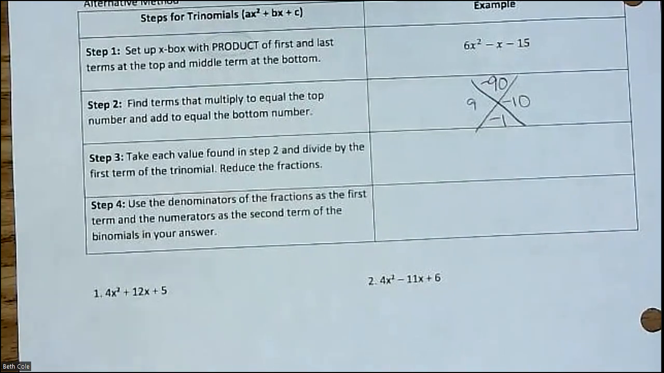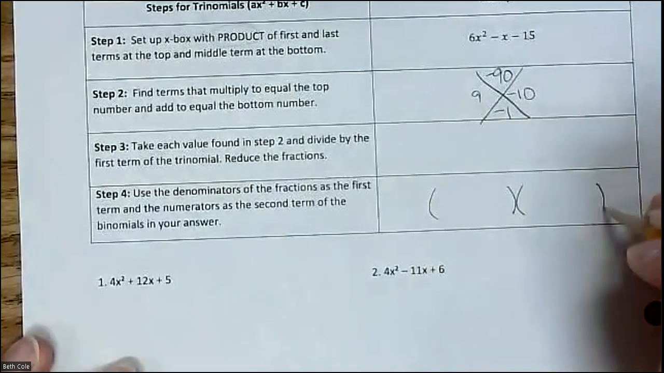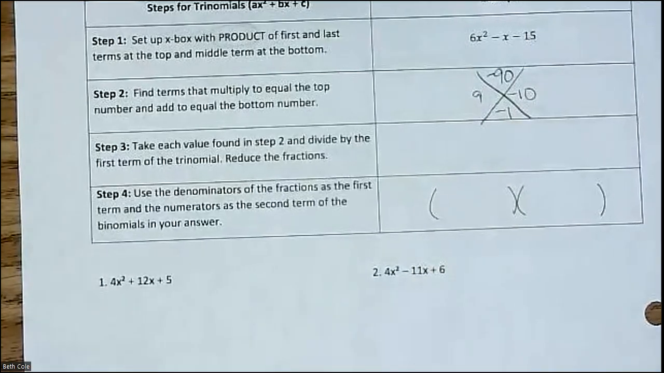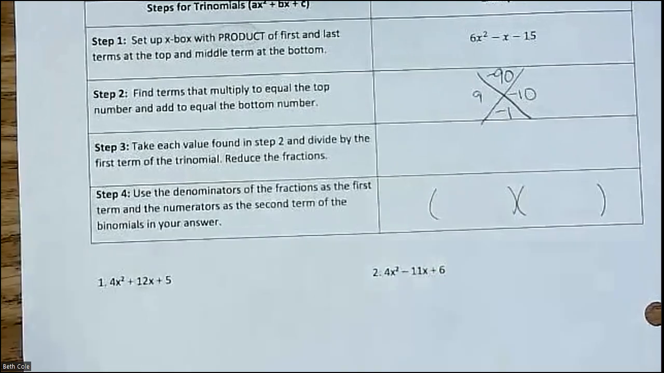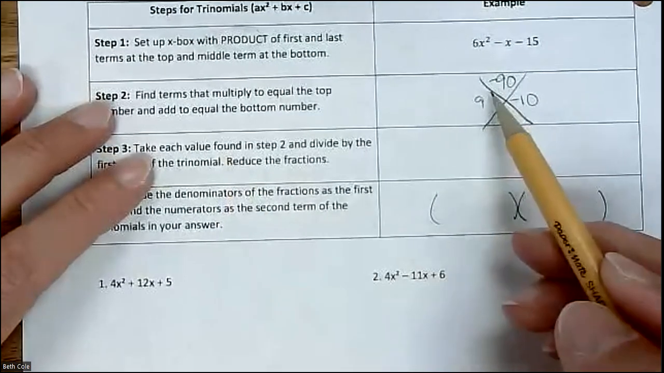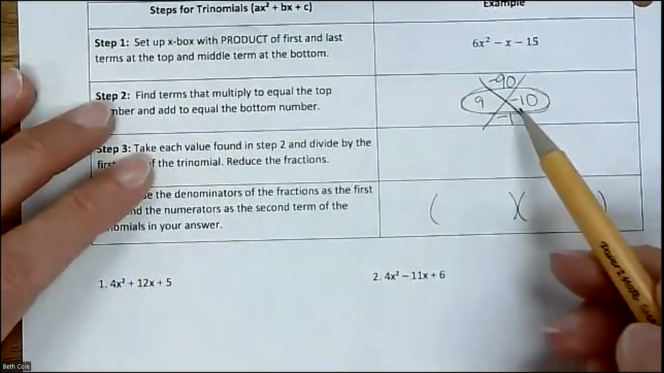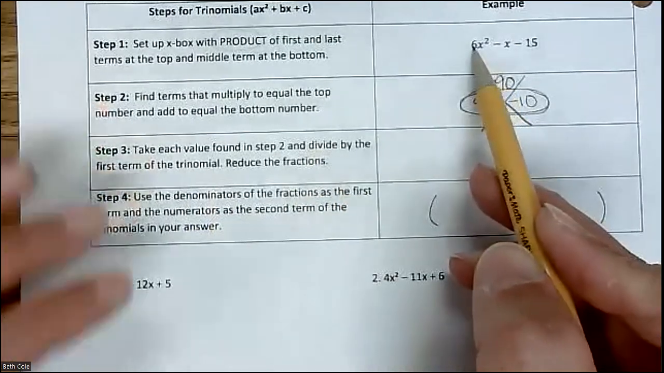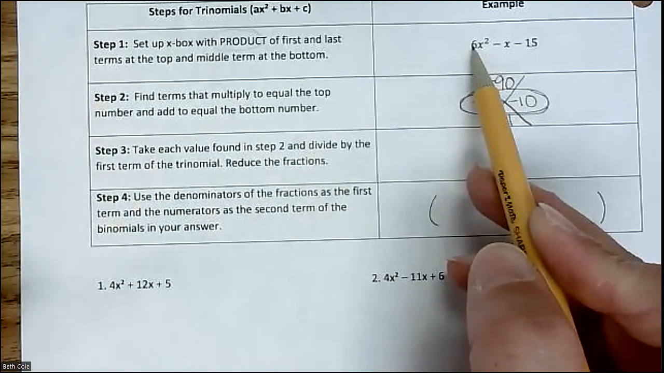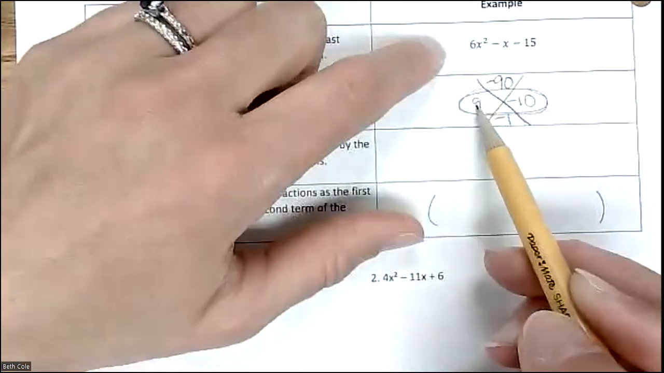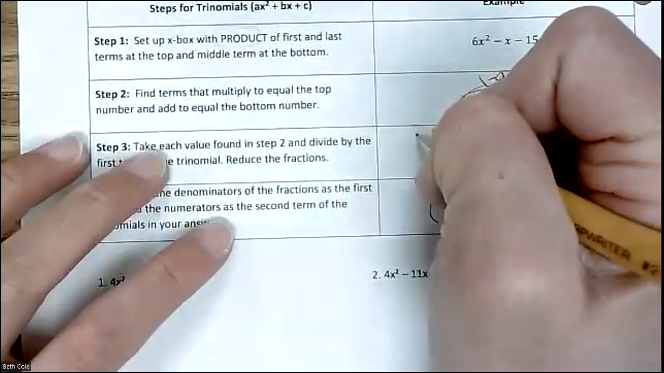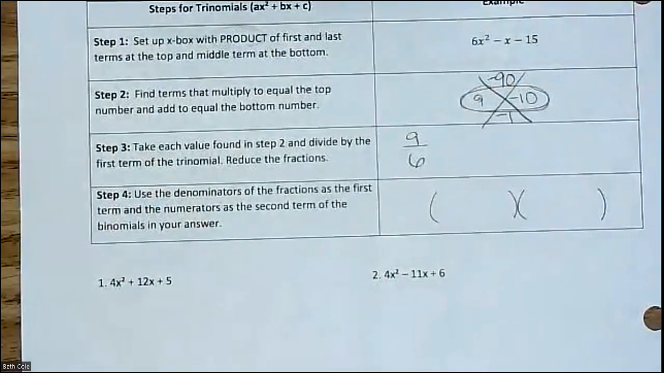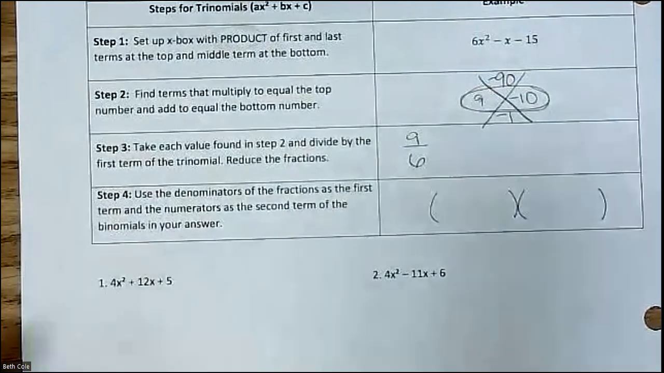Now, to get your answer, because your answer should be 2 things in parentheses. If you want to set it up blank, like that's what your final answer should look like. You're going to take each of these numbers that you found, so the 9 and the negative 10, and you're going to divide them by whatever that number was out front, which in this case was 6. So I'm going to take the first one, 9 divided by 6. If it reduces, you need to reduce the fraction, which that one will.